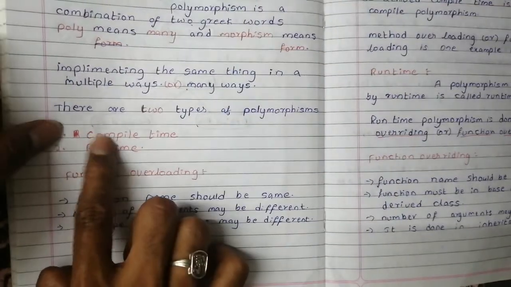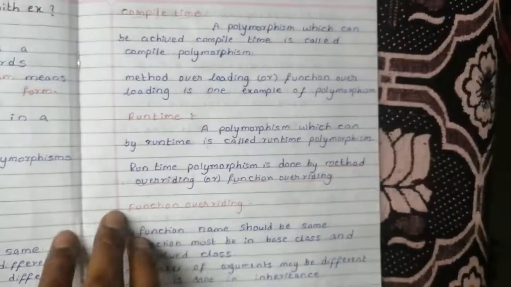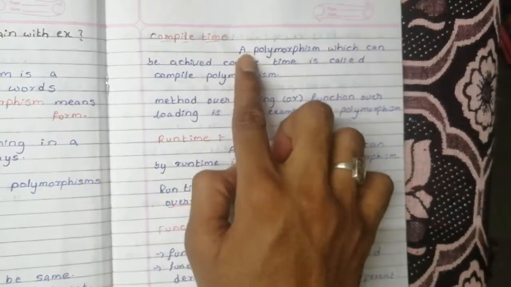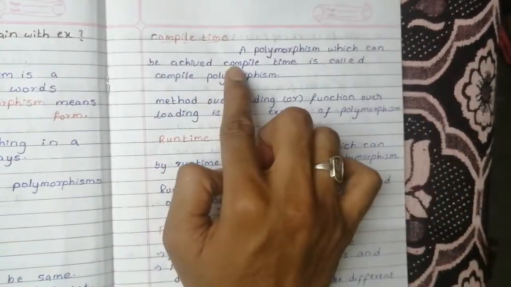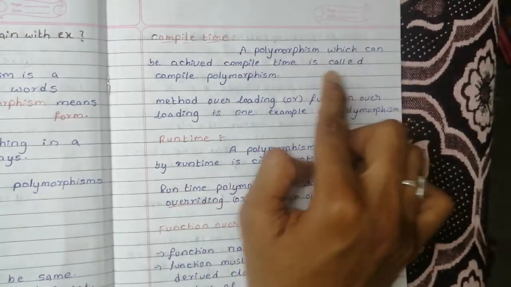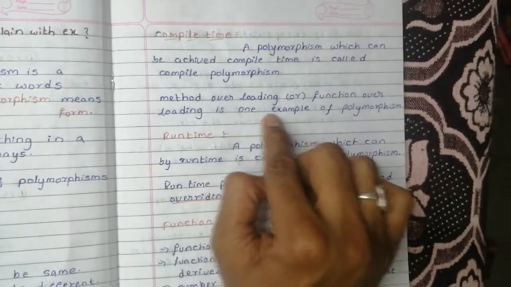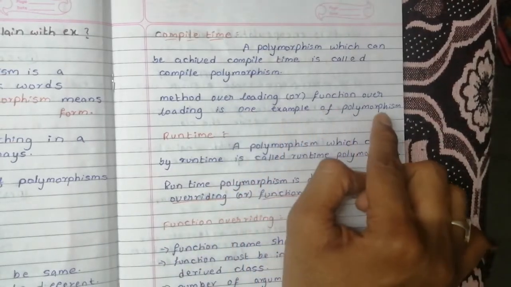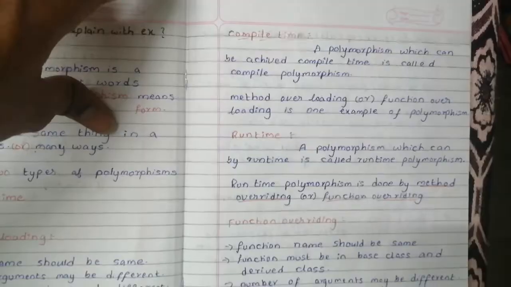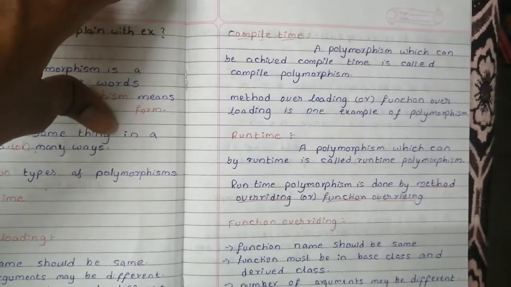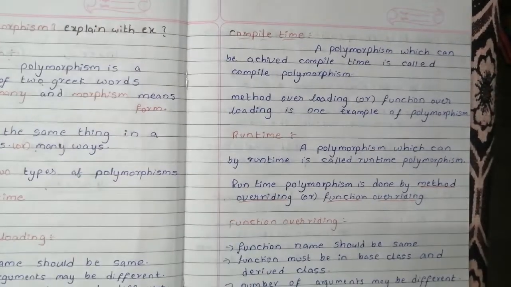So let us hear the first one, compile time polymorphism. Compile time polymorphism means what? A polymorphism which can be achieved at compile time is called compile time polymorphism. Method overloading or function overloading is one example of polymorphism. So compile time polymorphism can be achieved through function overloading. So we have discussed function overloading now.